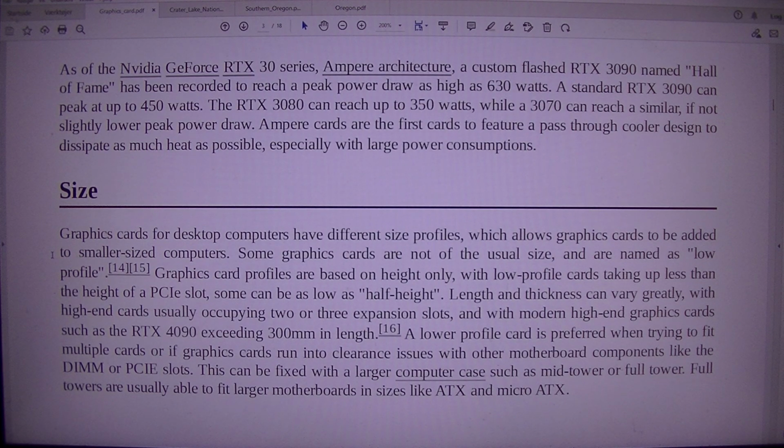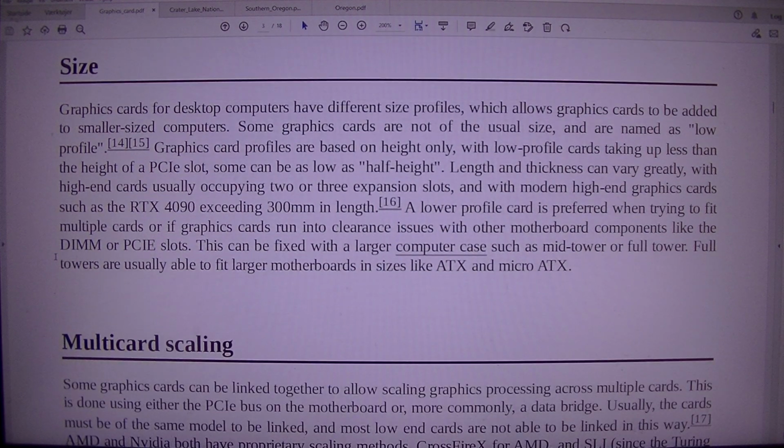Size. Graphics cards for desktop computers have different size profiles, which allows graphics cards to be added to smaller-sized computers. Some graphics cards are not of the usual size, and are named as low-profile. Graphics card profiles are based on height only, with low-profile cards taking up less than the height of a PCIe slot. Some can be as low as half height.